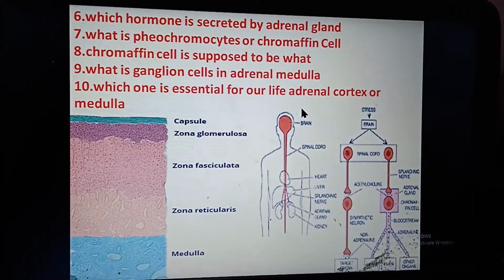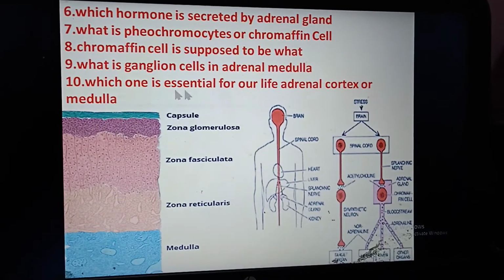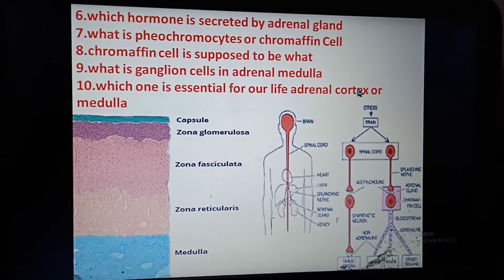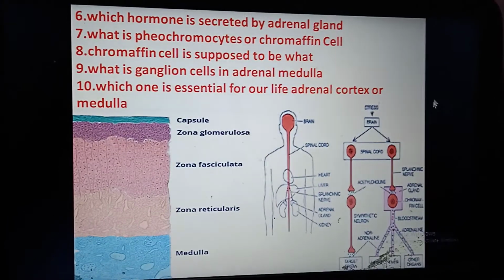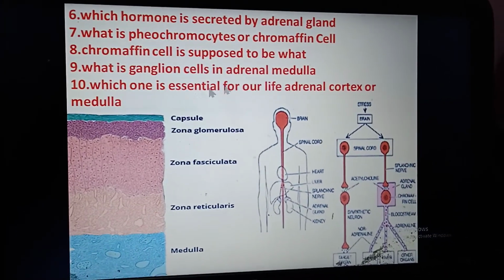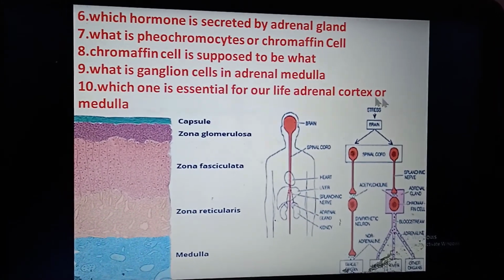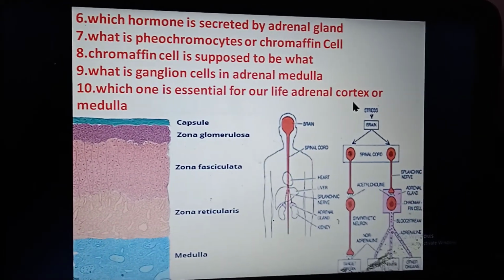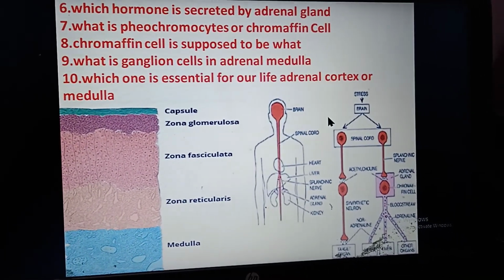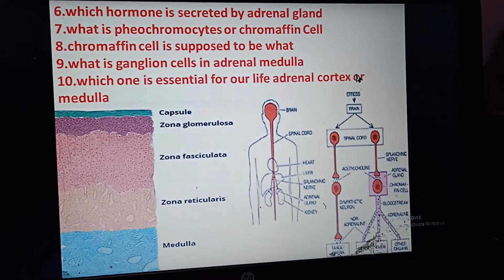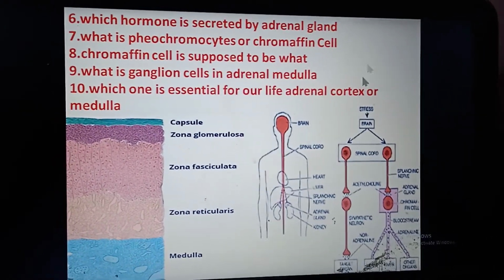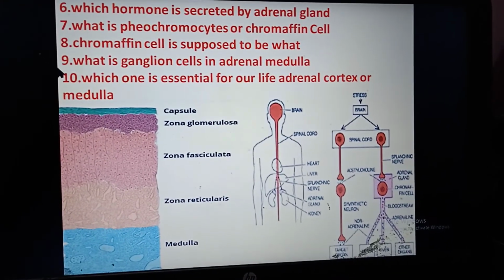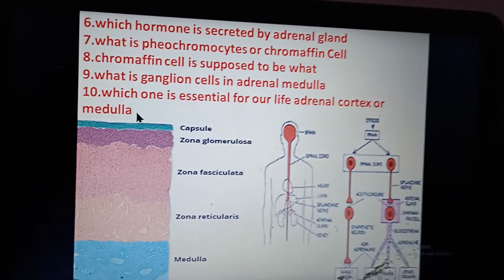Which one is essential for our life? Adrenal cortex or medulla? Adrenal cortex. The adrenal cortex is essential for our life and often asked in the exam. If it is not there, we have to take its replacement, the mineralocorticoids, glucocorticoids and the sex hormone, from outside. We can't live without it, but we can live without the medulla.